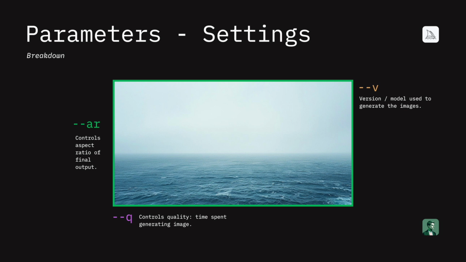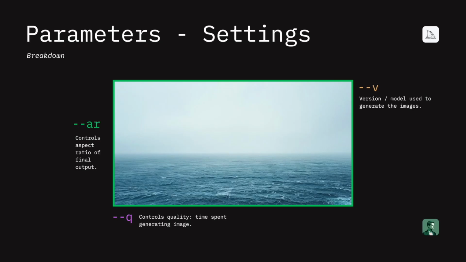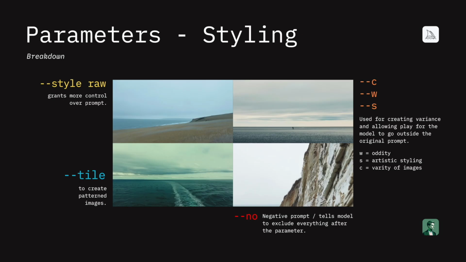Quality is something that I haven't used much, but it controls the time spent generating the image, so feel free to explore with that. Aspect ratio is the aspect ratio of the image. Common ones are 1:1, 16:9, 2:1, and 3:2, but you can set this to whatever you want that fits your project needs.